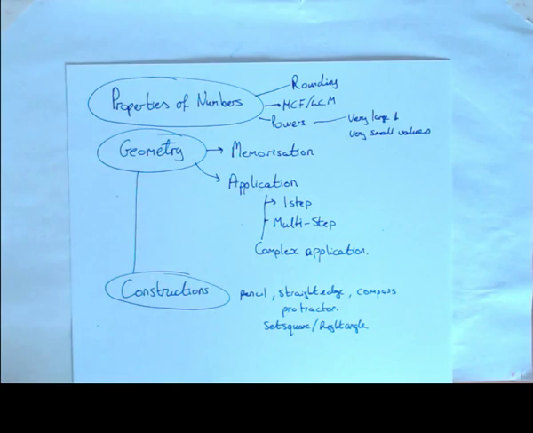We're going to be looking at rounding numbers, which we'll discuss when we get to it. The highest common factor and the lowest common multiple, you've probably come across that before. We're going to be looking at powers.